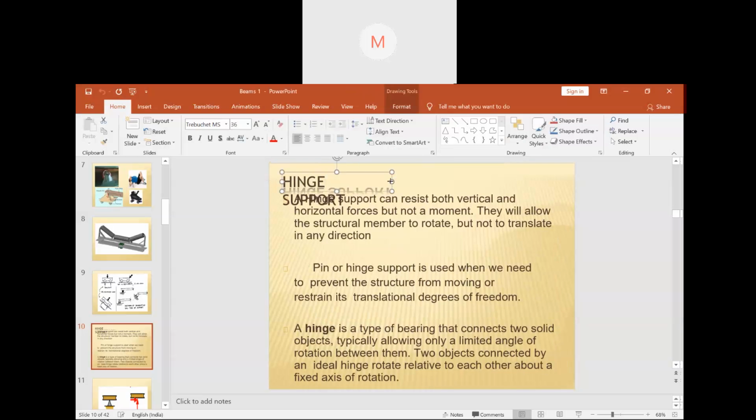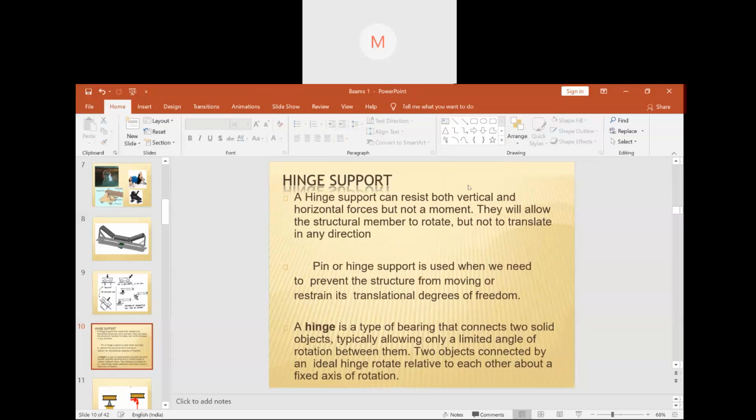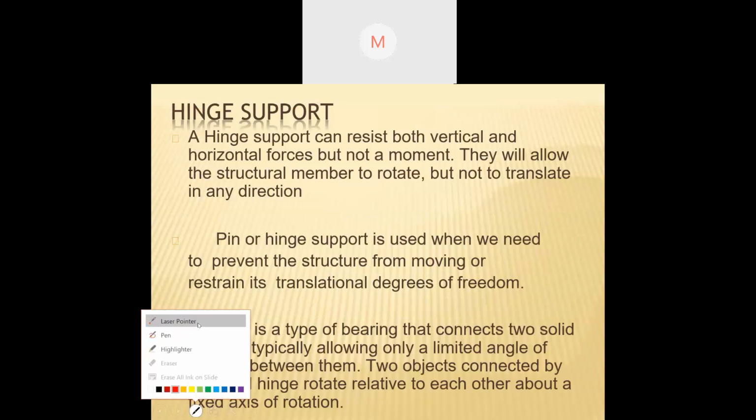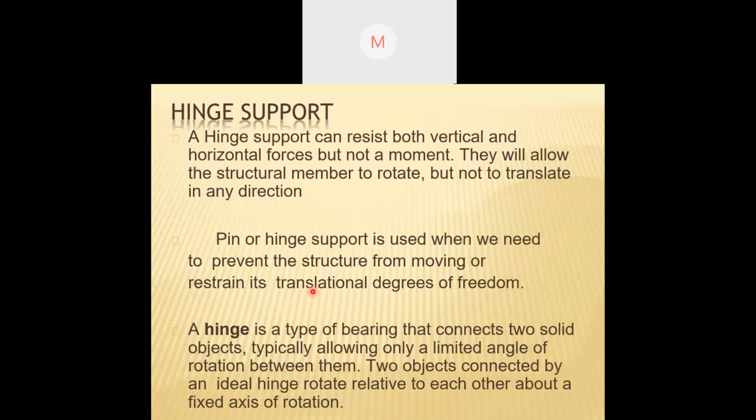What is actually a hinge support? So what is a hinge? A hinge can resist both vertical and horizontal forces, but not a moment. Now, moment means what? Moment is force times perpendicular distance, right?